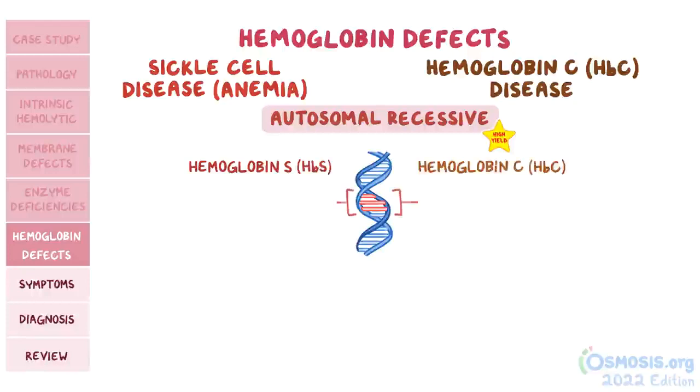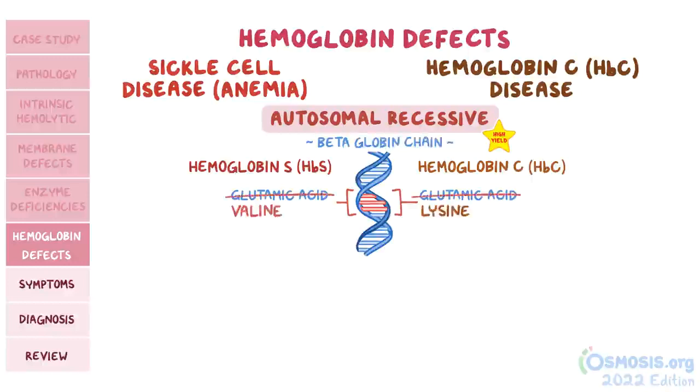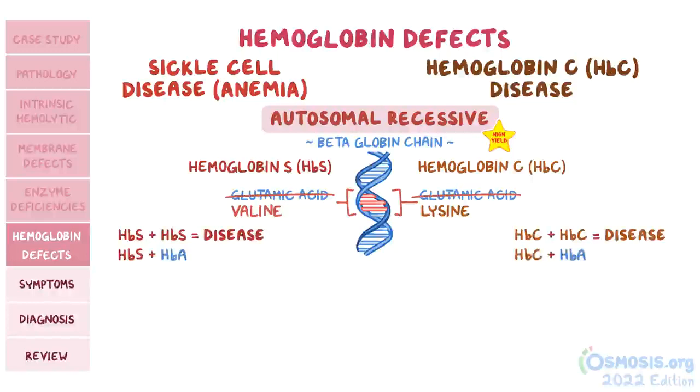There's substitution of glutamic acid in the 6th position of the beta-globin chain, with valine in the case of HbS and lysine in the case of HbC. A mutation in both copies of the gene is needed to get the disease. If the person has just one copy of the mutation and one normal hemoglobin A gene, or HbA for short, then they have an HbS or HbC trait, and they're said to be a carrier.